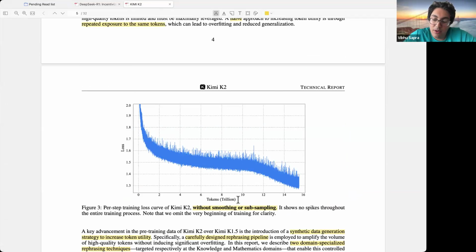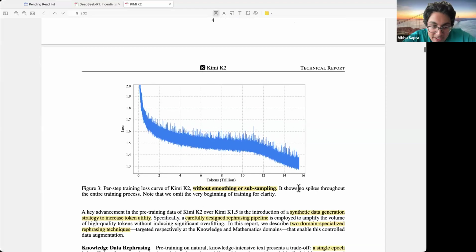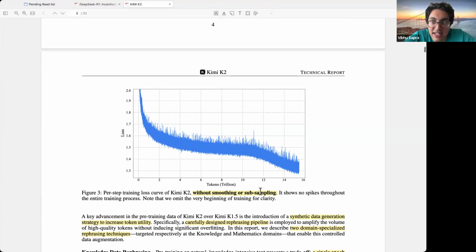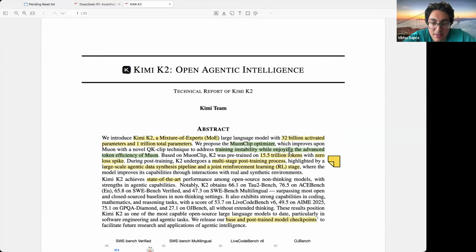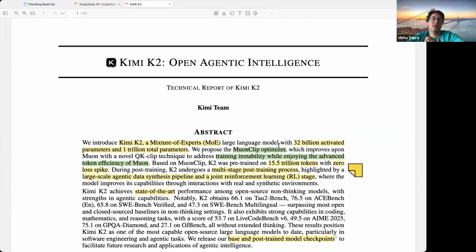What they did is they have a new optimizer that gives us really, really smooth loss curves with no spikes throughout the entire training process. This is kind of crazy. I won't go super into detail on the optimizer since last week we basically covered it. I think the recording is already up on YouTube. If you're interested, watch it.